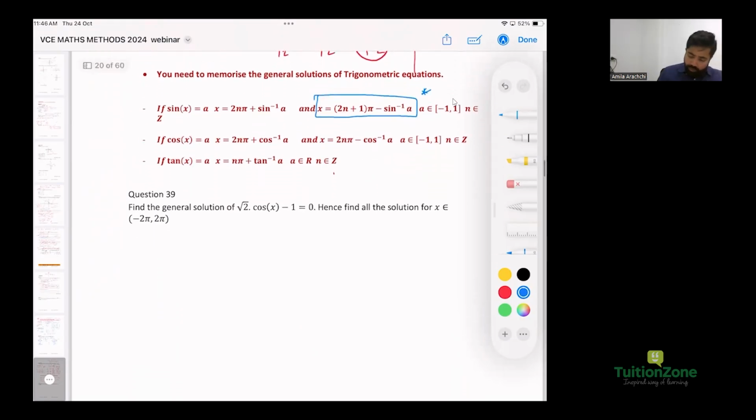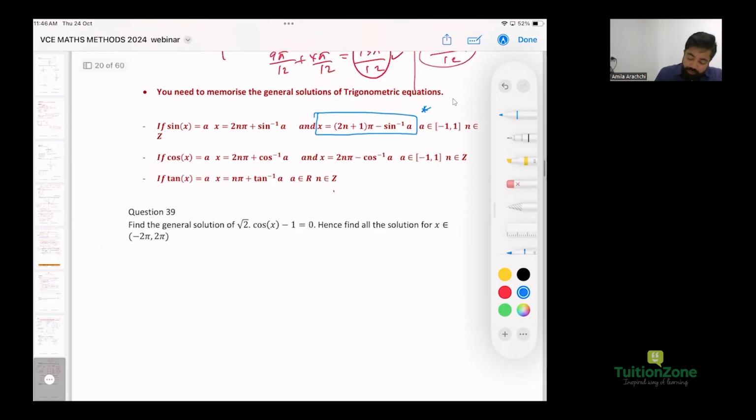Shall we try one question just to break up the memory? Okay. Find the general solution for root 2 cos x minus 1 equals 0. Now, for this one, can you rearrange, please? Which is cos x is equal to 1 over root 2. Same as before. What's your reference angle? Pi over 4, isn't it? Pi over 4.